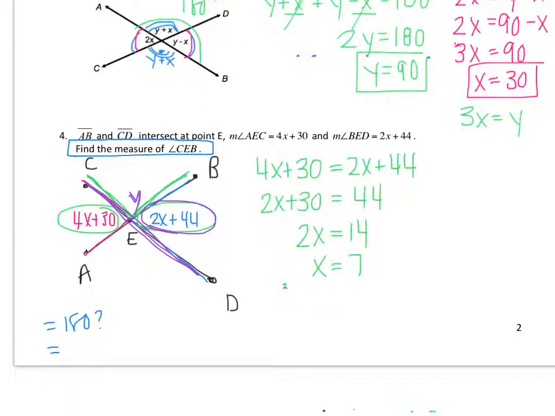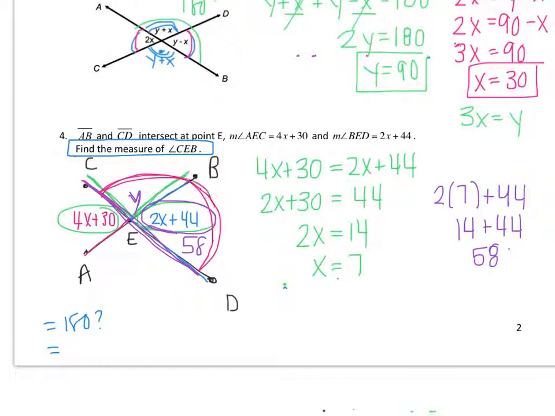So here I know that the measure of angle BED just needs me to substitute x equals 7 in for it. So I have 2 times 7 plus 44. 14 plus 44 gives us a total value of 58. So here now I know that this angle is 58 degrees. And my next step is to find the measure of angle y, or that angle CEB. But remember, we know that on a straight line, two angles that are on a straight line add up to 180 degrees. So here I can write an equation, y plus 58 equals 180.